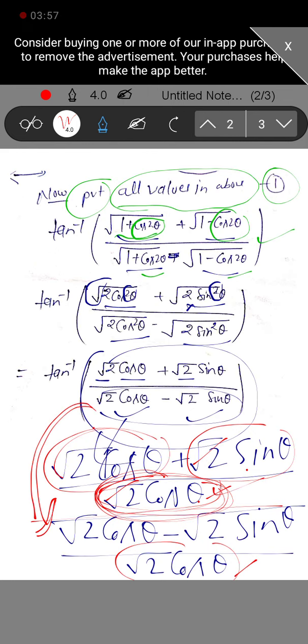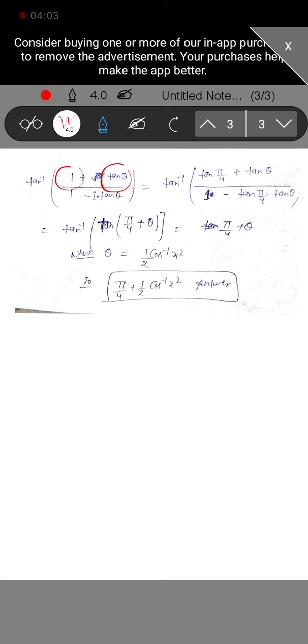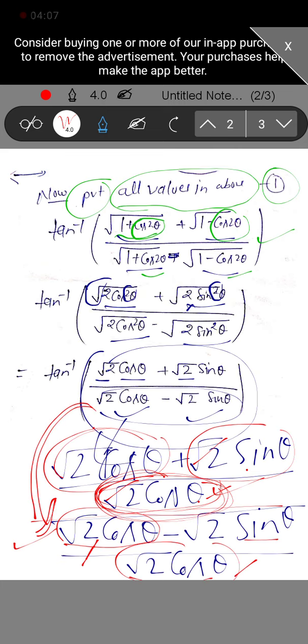Now for the denominator part, when you divide root 2 cos theta by this, we again get 1 here, so I have put 1. And in a similar way, when you solve the other part, this gets cancelled out, we have sin by cos, that is our tan. So I have put it here, tan theta.